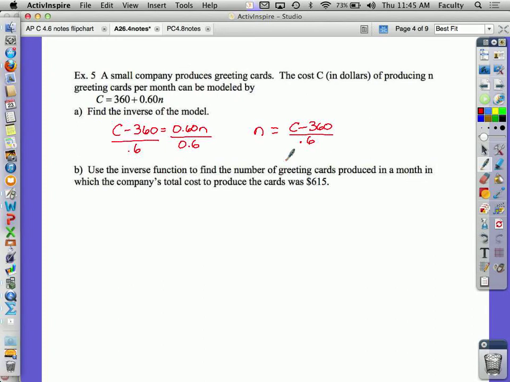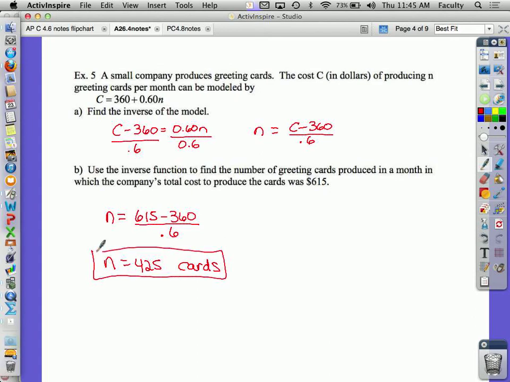Use the inverse function to find the number of greeting cards produced in a month in which the company's total cost to produce them was $615. So you'll want your calculators here. So I'm getting 425. And remember your units in a word problem if it's appropriate. 425. Any questions on word problems and how you do them differently?